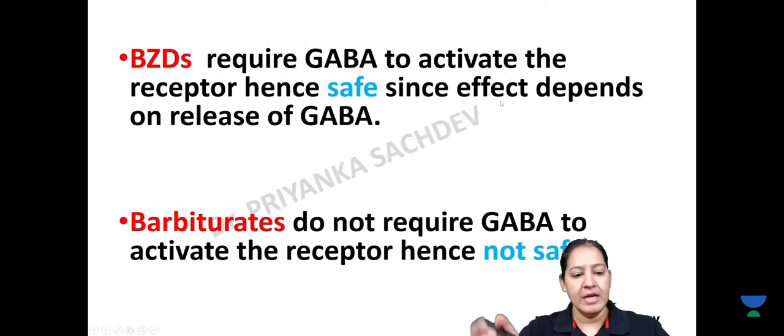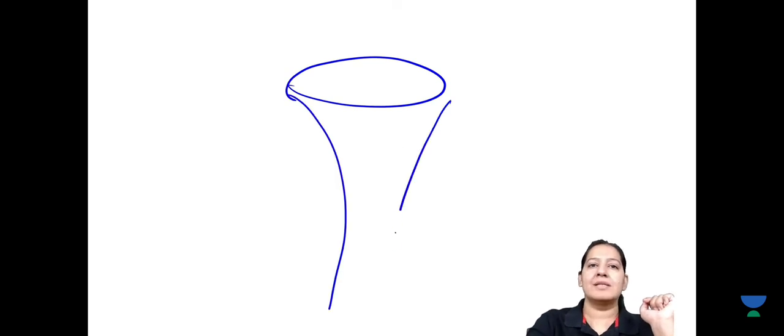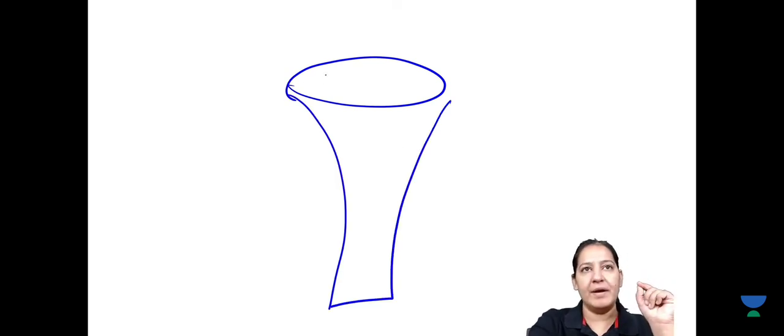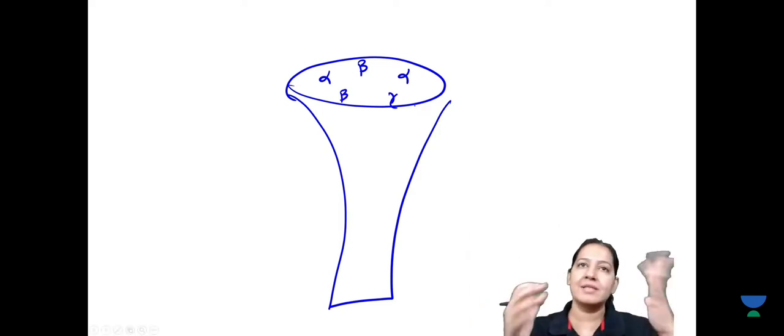So let me draw a diagram for you. This is a neuron. On this neuron, this is the GABA receptor, with alpha and beta. This is alpha, this is gamma, and this is beta. So 2 alpha, 2 beta, and gamma. This is the sequence. So this is a neuron, and this is a GABA receptor.